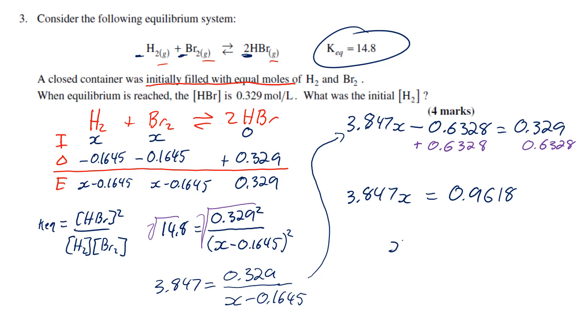I solve for x. And how I solve for x is I'll show you in purple, divide by 3.847 on both sides. And so I go 0.9618 divided by 3.847. I get 0.25. Okay.